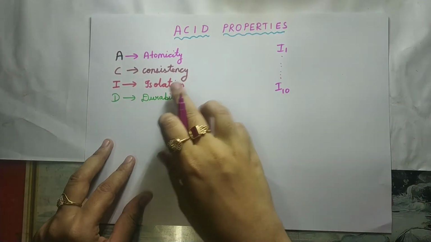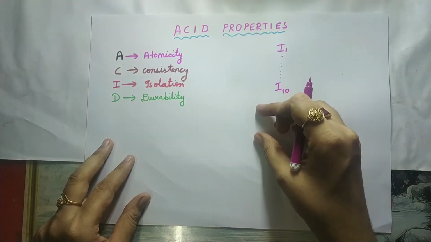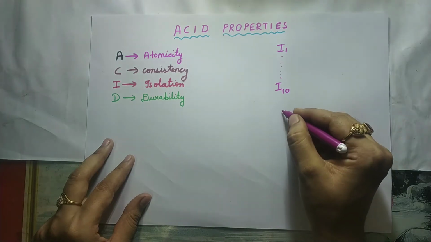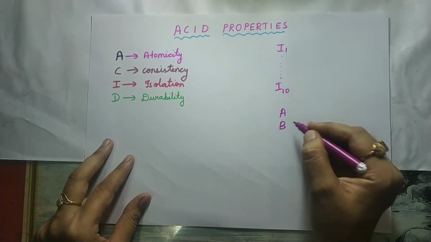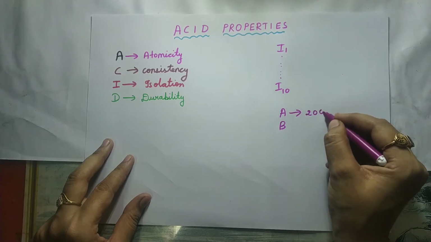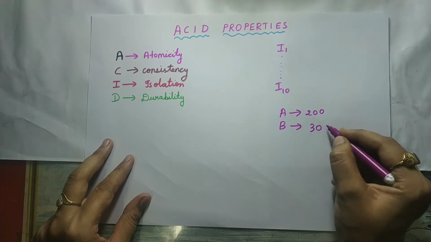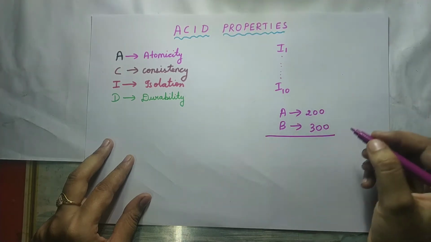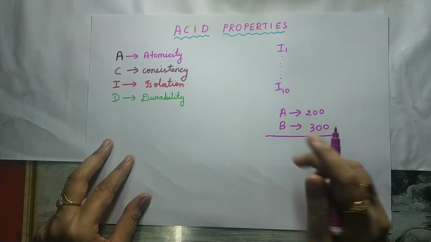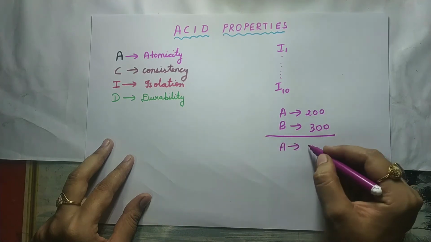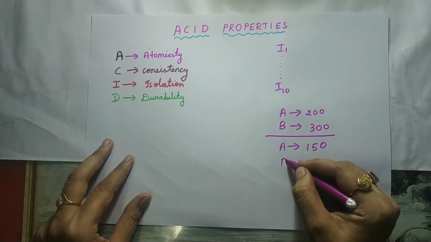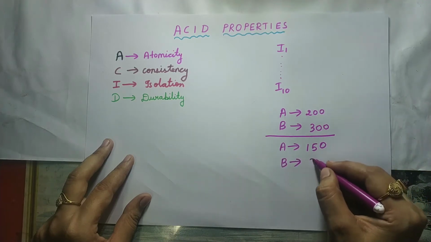Next, let us learn about consistency. So before transaction and after transaction, what is the scenario? Let us see that. So person A and person B are there. This is before transaction. Person A has 200 rupees and person B has 300 rupees. Now A wants to give 50 rupees to B. So for A, it will become 150 because it has given 50 rupees to B. So 50 rupees will be added to B.